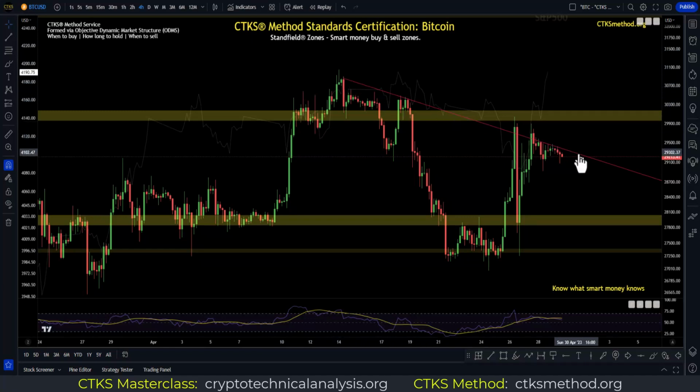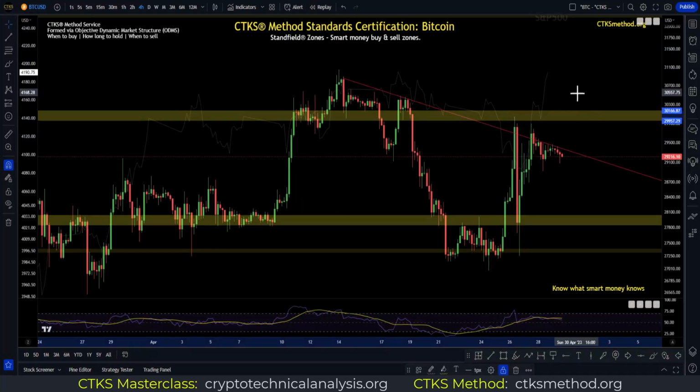Have a look at Bitcoin. Have a look where the structure is inside the crypto market. Looking at market structure is very, very important. And we can see Bitcoin is still under a level of resistance. It's currently trading at 29,216. The next smart money sell area is around the $30,000 mark, just to make it easier for you to remember. And the next smart money buy level is around 28,000 or 27,900.